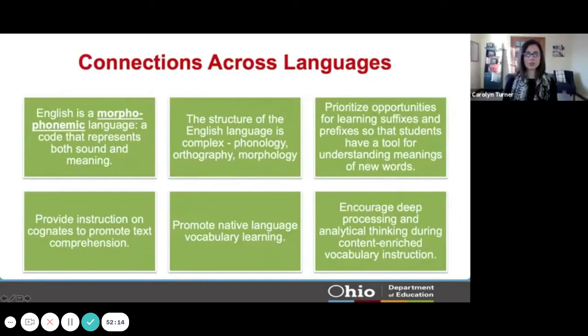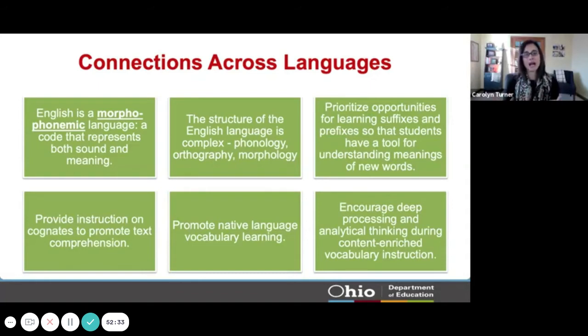All right, so here's what we need to consider. English. Here's a great big word. We're going to split it up into multiple syllables. English is morphophonemic. It's a morphophonemic language. It represents a code that has both sound and meaning.